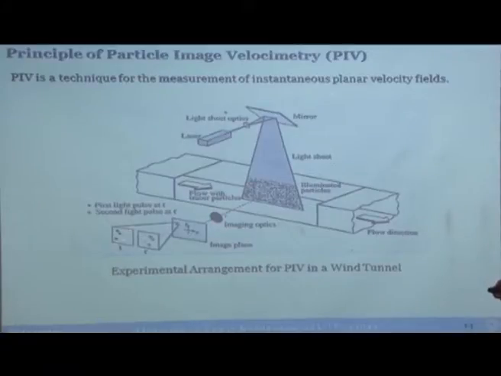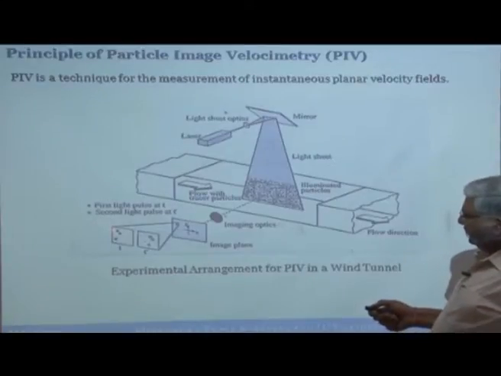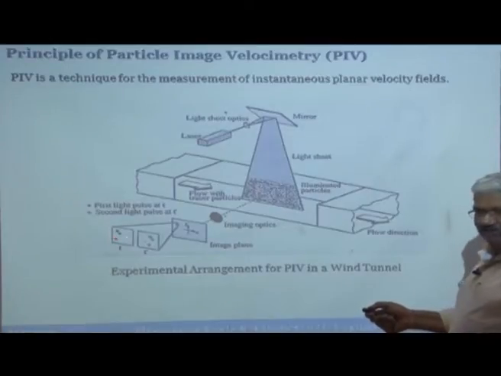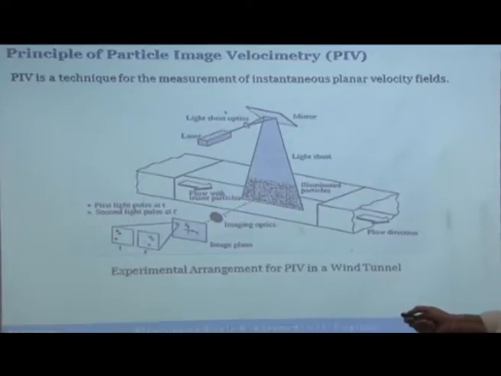So, you take one image at time t, another image at time t plus delta t. Suppose this is the location of particle 1, this is the location of particle 2 and particle 3 in the first image. After time delta t, obviously these particles are moving in the flow, right. So, they would have moved to another location. This is the second location of particle 1, second location of particle 2, the second location of particle 3.